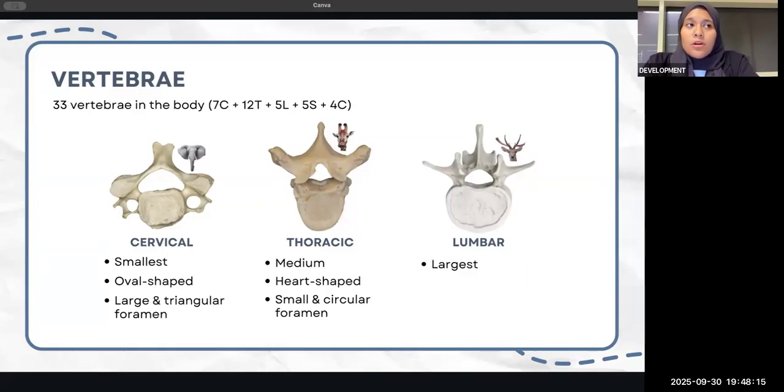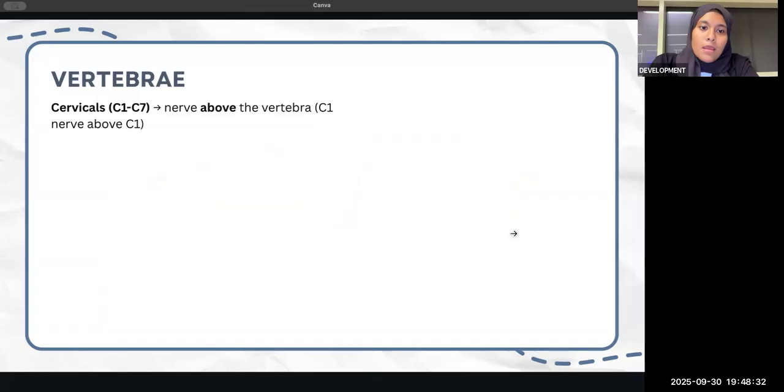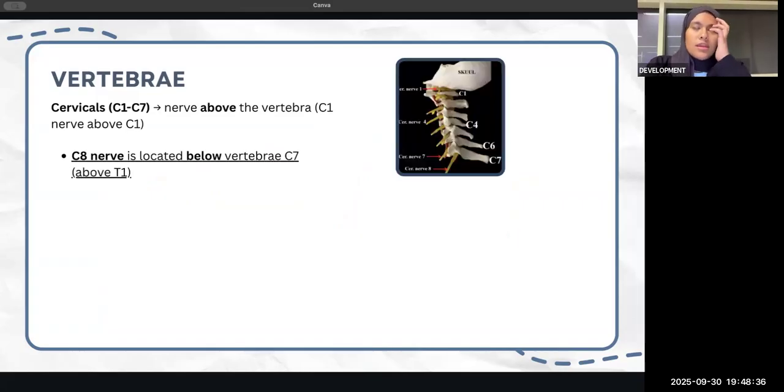Okay, lumbar. Lumbar is the largest out of the 3. It has a kidney-shaped body, and it has a small and triangular foramen. This is why he differentiated between the two. The small and circular is thoracic, small and triangular is lumbar, and it has a kidney-shaped body over here. But now, there's a key rule when we talk about the nerve, when we classify, is this C8, C1, C2, whatever.